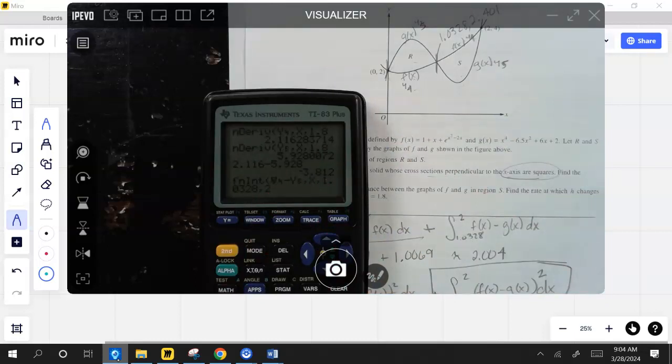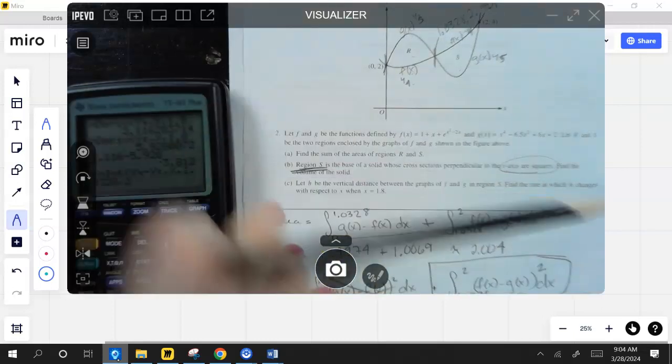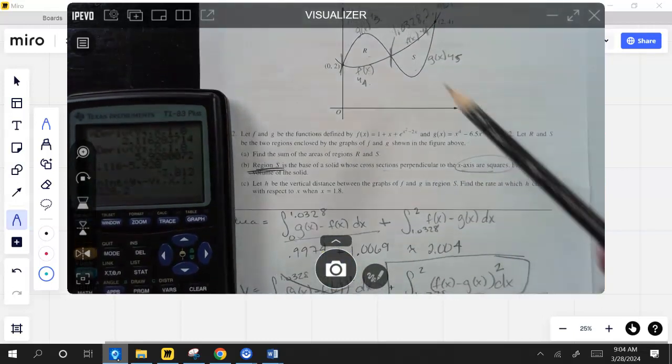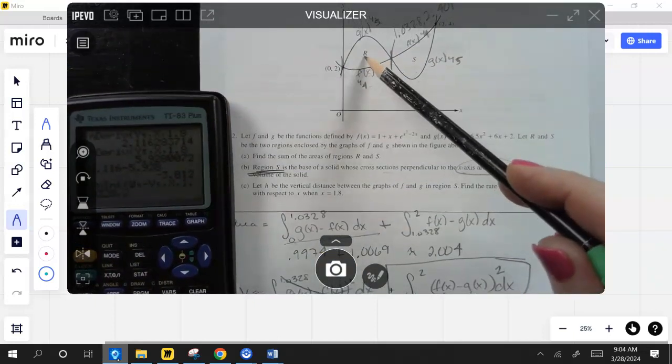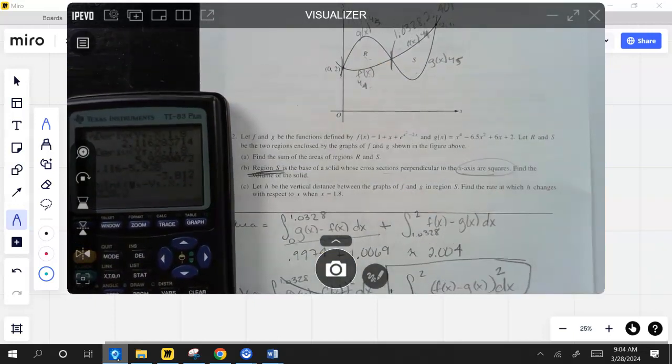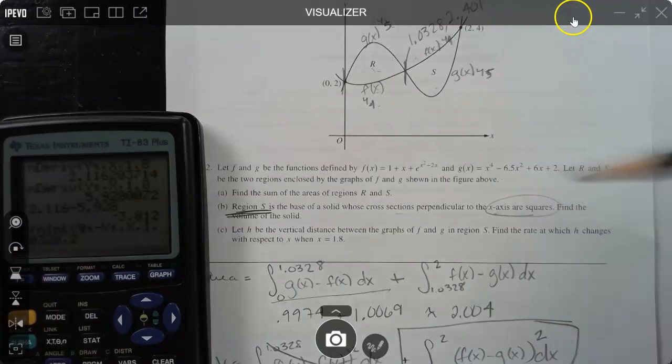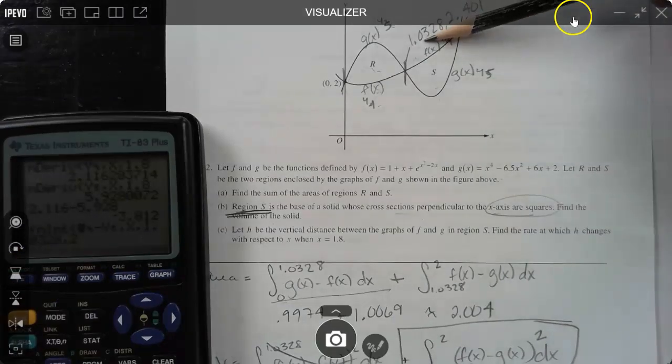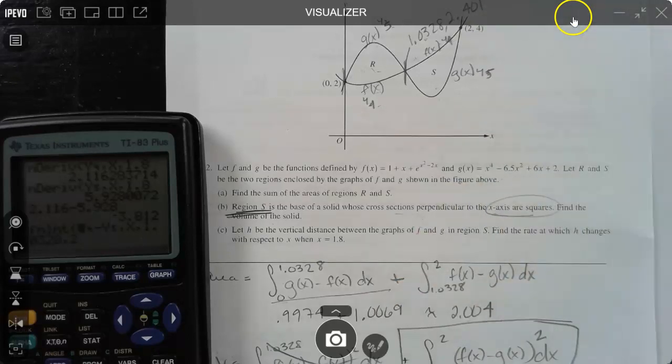All right, so the first thing I did was the integral from 0 to that intersection point. This is giving me R, right? And then from 1.032 over to, and they gave me this intersection point of 2, that's region S, and they swap places there. So I got 2.004. This one was worth 4 points. I was really surprised because I thought this one was really easy.